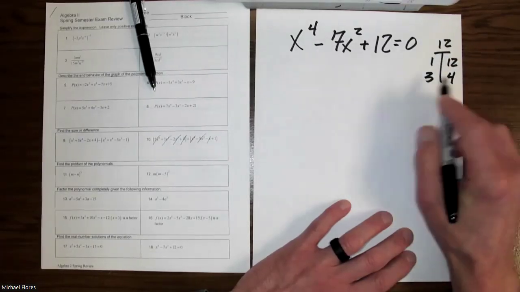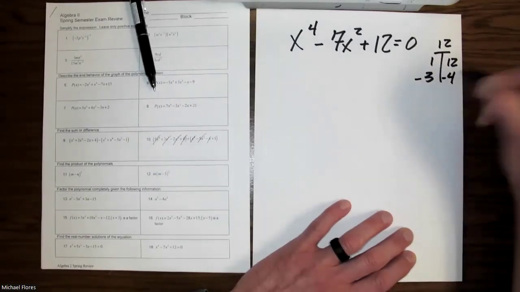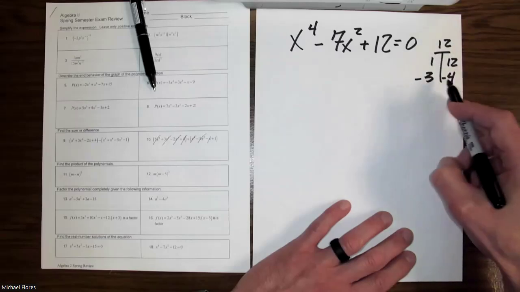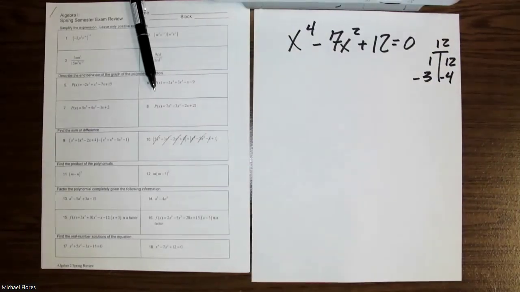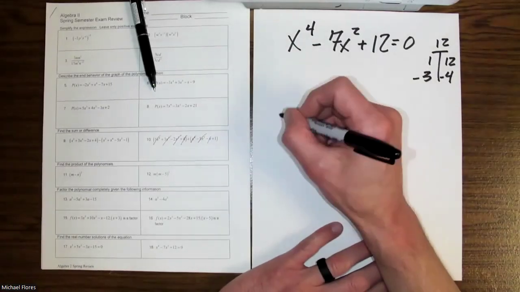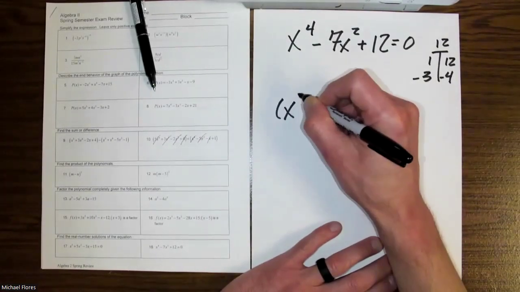Okay, these are the factors that we're going to need, and they both have to be negative. Negative 3 times negative 4 is positive 12, and negative 3 plus negative 4 is negative 7. So we have our correct factors. Since our leading coefficient is 1, we are going to use the shortcut here. We're going to save ourselves some time.